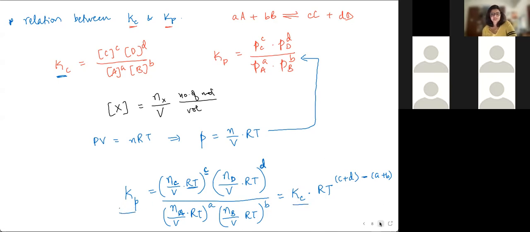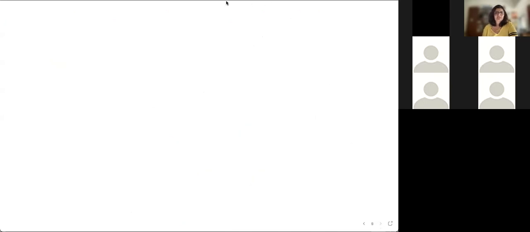So let me write it in proper terms. We'll end up with KP is equal to KC into RT raised to the power delta N, where delta N is the difference in the number of moles. So number of gaseous moles, because solids and liquids will not really exert any pressure. So you won't apply PV and RT to them. So difference in the number of gaseous moles in reactants and product.